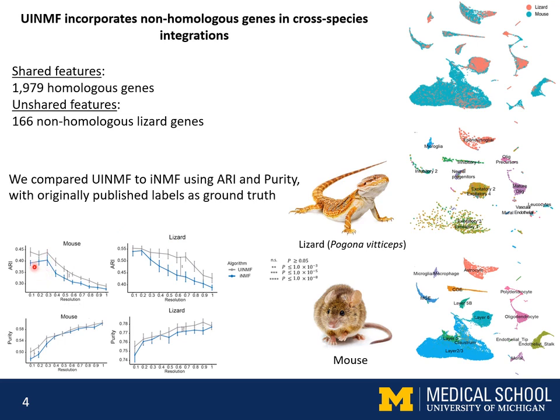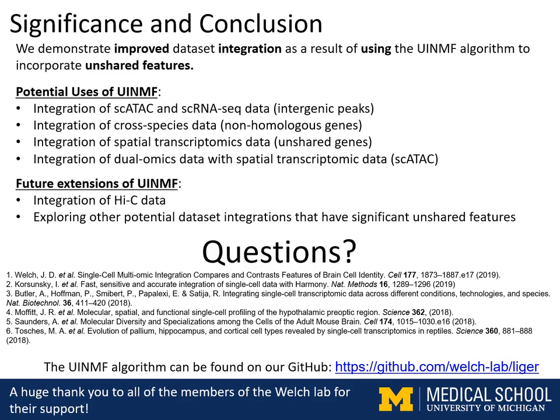You can see that we saw a significant improvement in the ARI scores using both the mouse and the lizard labels, and we saw significant improvement in the purity using the mouse dataset. We did not, however, see significant improvement in the lizard purity, but you can see that we had a general trend of improved scores. Overall, we believe that we've demonstrated that UINMF can improve dataset integration by using unshared features.